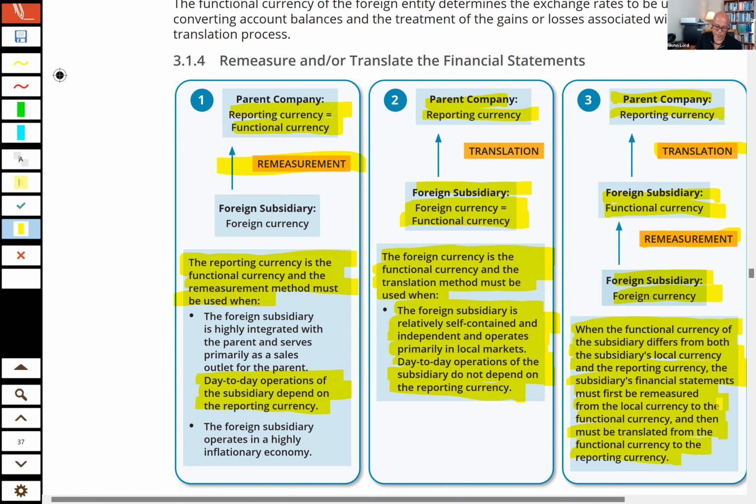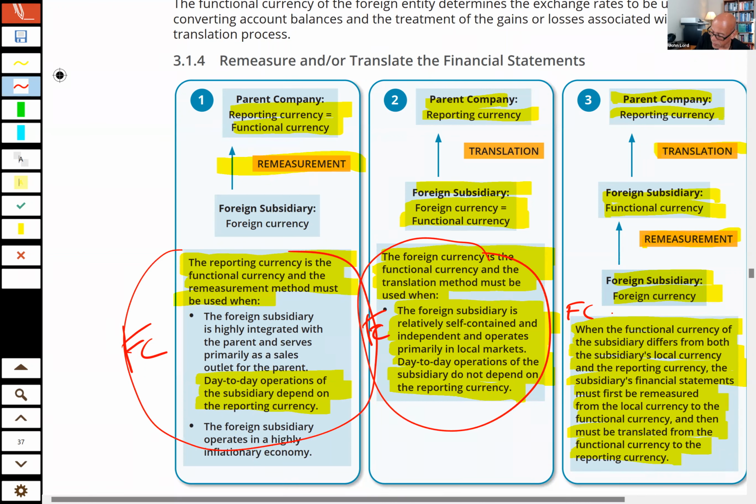I'm hoping that this last part doesn't happen. It would be a little evil of the examiners to make you do three currencies, but just in case you've got it. Now, I've given you the flashcard of what exchange rates to use. But why don't you flashcard what they're saying to you here at the same time, just these lower parts, because I want you to have the words as to when you use remeasure, translation, or first remeasure, then translate, using the language that you may see on the exam.